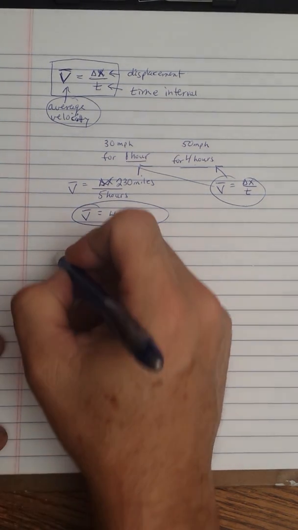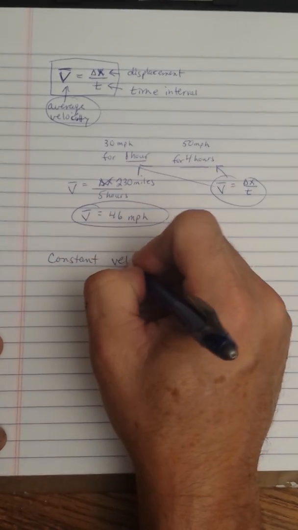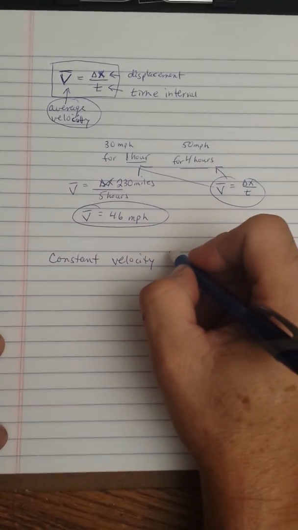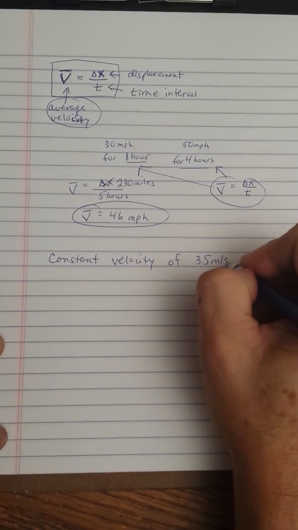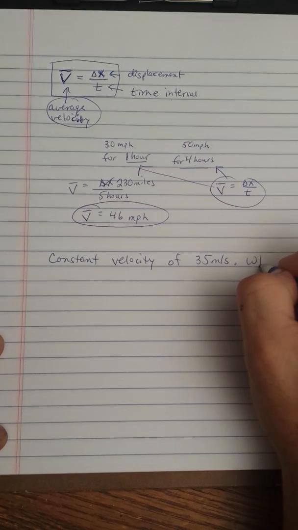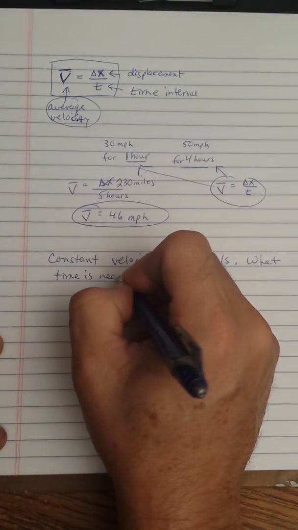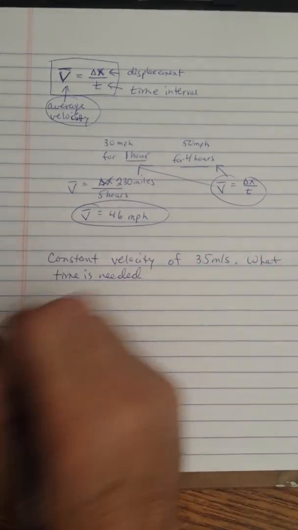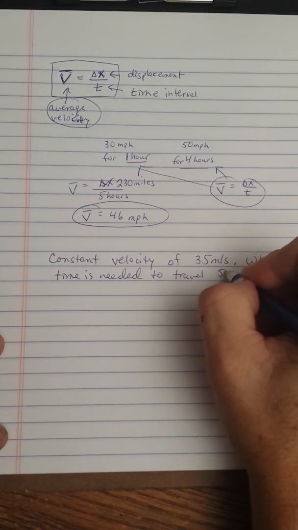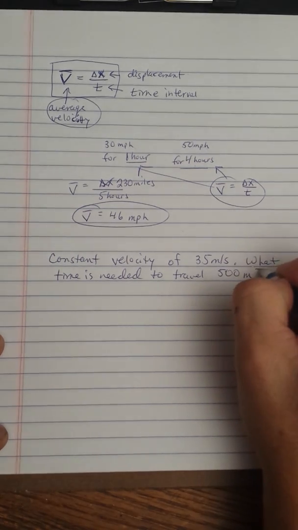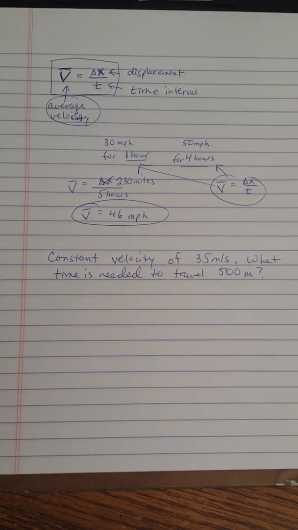Let's just say that we know that something travels at a constant velocity of 35 meters per second. What time is needed to travel 500 meters?